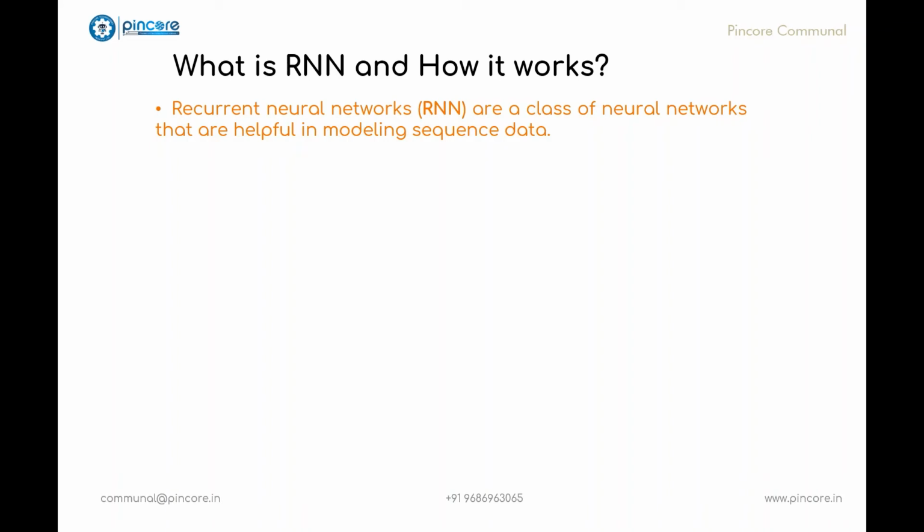Recurrent neural networks or RNN are a class of neural networks that are helpful in modeling sequence data. While a CNN treats groups of pixels independently, an RNN can retain information about what it has already processed and use that stored information in its decision making. RNNs can handle many types of input and output data.